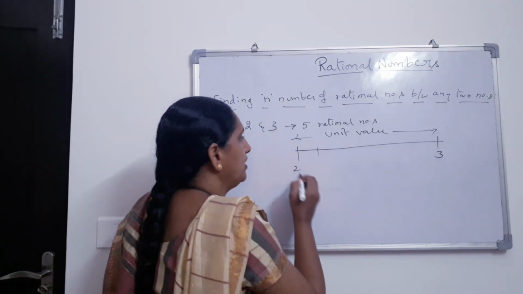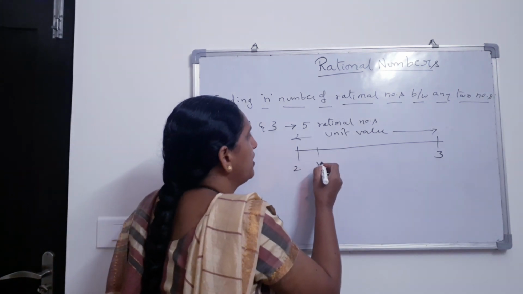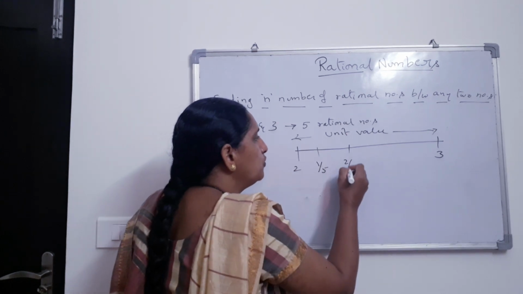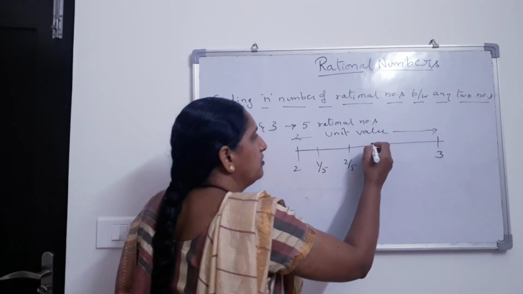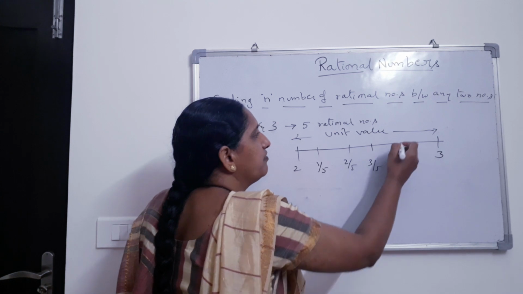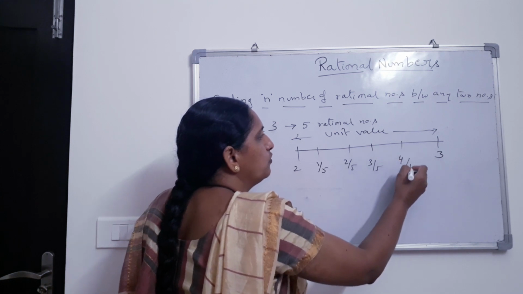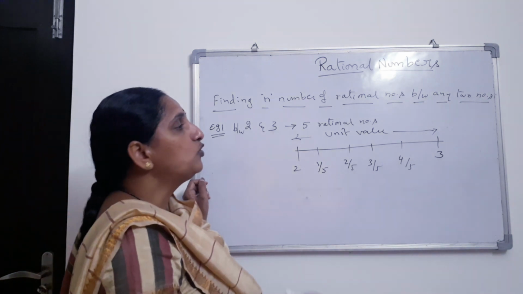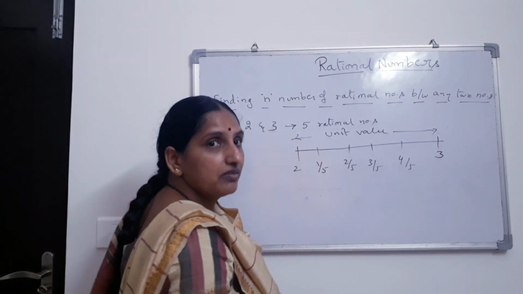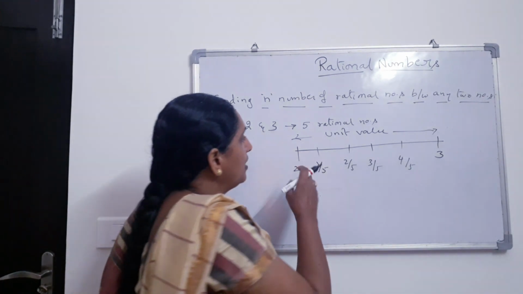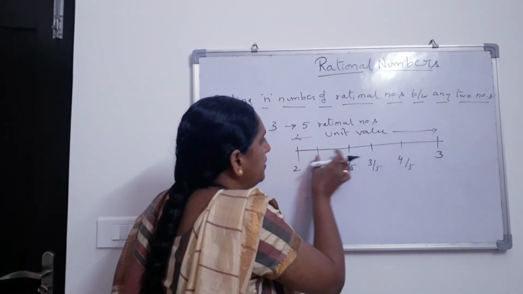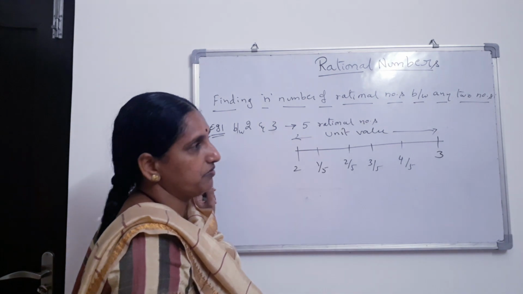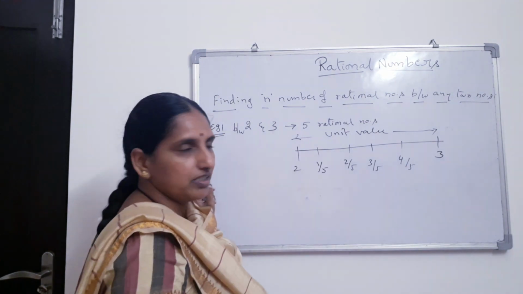So let me write, right after 2, I wanted to take 2 1 by 5, 2 2 by 5, 2 3 by 5, 2 4 by 5, and then 2 5 by 5. So like that, therefore 1, 2, 3, 4, 5. I have split it into 5 divisions. Is it not? 5 divisions right now.